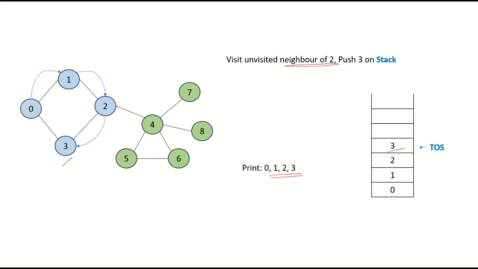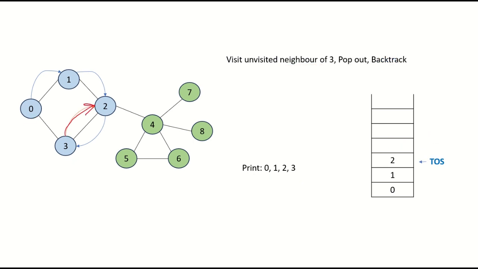Now if you check the unvisited neighbors of 3, we find that there are none. All these neighbors have been visited. 0 has been visited, 2 has also been visited. So now we have to do a backtracking step. From 3, we are going to backtrack to 2, and this is done by removing 3 from the top of the stack.